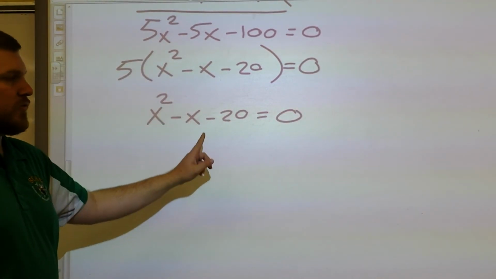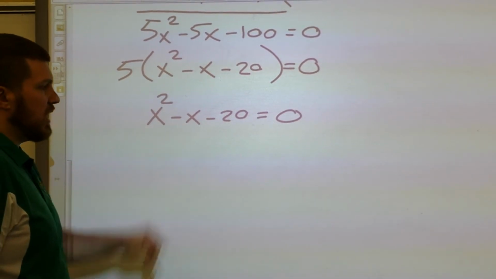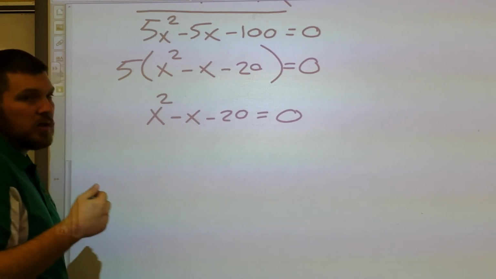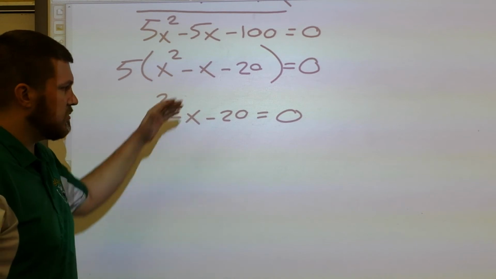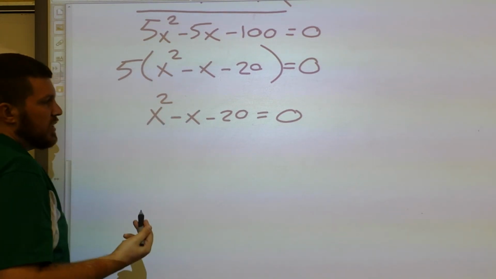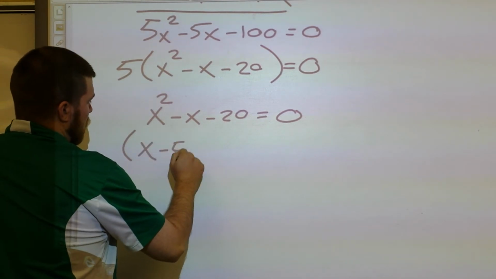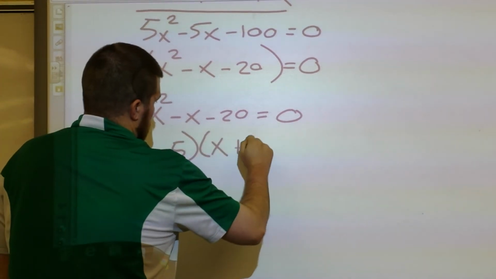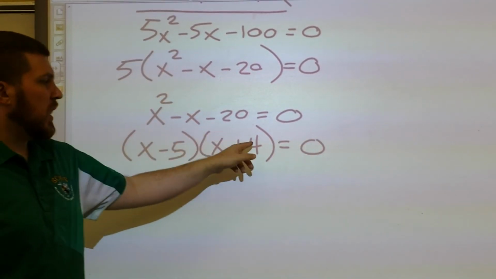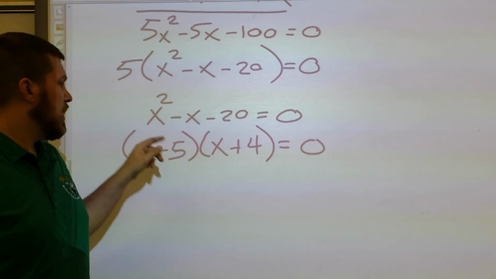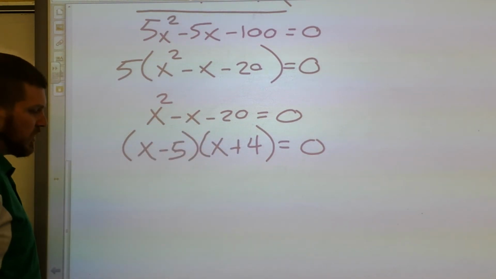And now I'm ready to start factoring this some more. So I'm looking for factors of negative 20 that add up to negative 1. So again, if you struggle with factoring, I understand factoring is not easy. I wasn't good at it in high school, but you really need to overcome that hurdle. So this becomes x minus 5 and x plus 4. Let's do our double check. Negative 5 times positive 4 is negative 20, and negative 5 plus 4 is negative 1. So we did our double check, so these are both good.